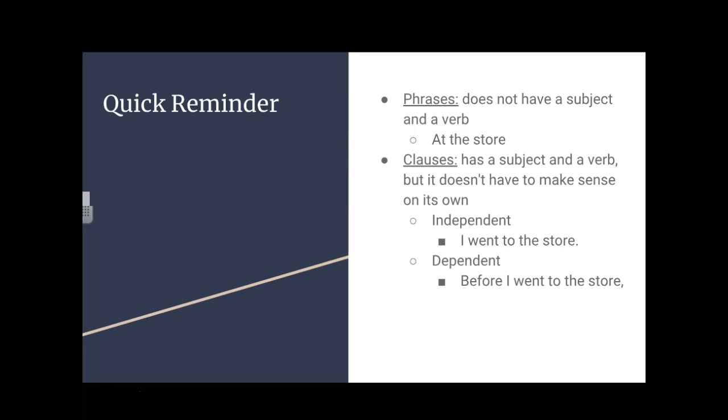A clause has a subject and a verb, but doesn't necessarily have to make sense on its own, okay? So, if I came up to Aiden and I said, because I had breakfast, that doesn't make sense, right? But it's still a clause because it has a subject and a verb. It's just a dependent clause. It doesn't make sense on its own. So there's two types of clauses. Remember, there's independent and dependent. Independent would be a clause that can stand on its own and make sense.